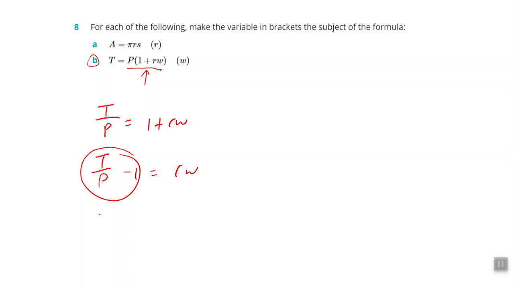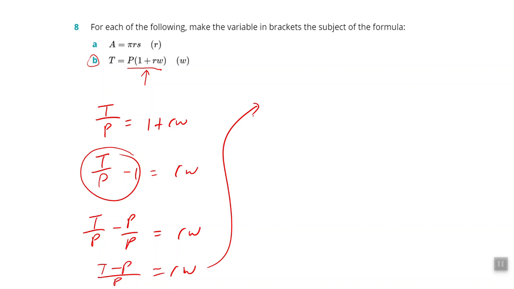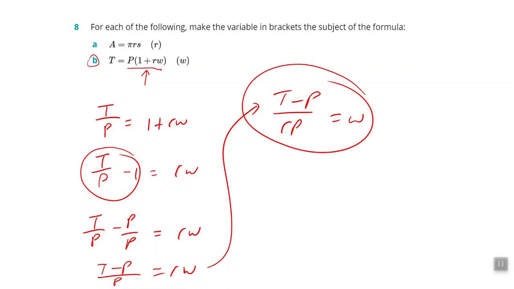So this is how you combine something as a single fraction. A -1 can be rewritten as negative P over P, because something divided by itself is just a whole, so it's a 1. So what they've done is they've combined the terms together, and you divide both sides by r. When you divide both sides by r, it just basically goes in the denominator. So rp equals w, and that's your final answer.